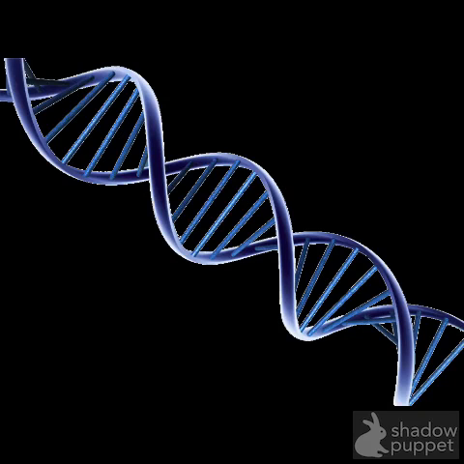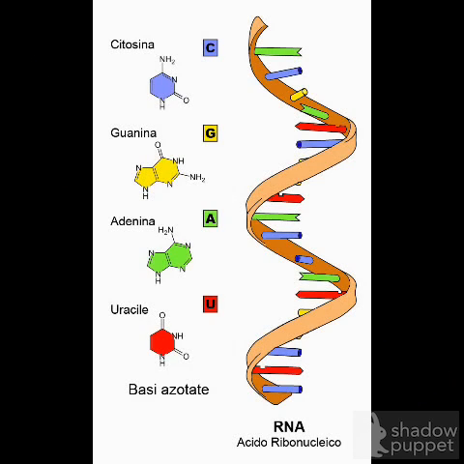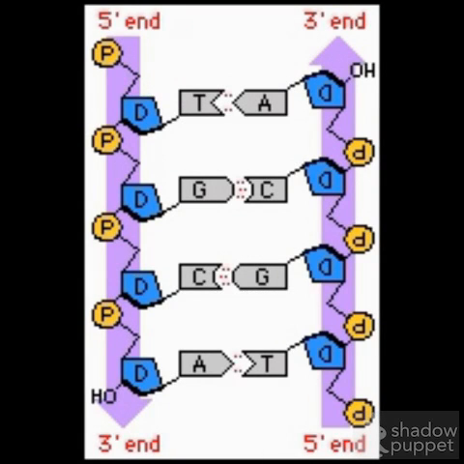Name the 4 DNA nucleotides. Adenine, cytosine, guanine, and thymine. Name the 4 RNA nucleotides. Adenine, cytosine, guanine, and uracil. What is different about the shape of DNA versus RNA? DNA is double-stranded, whereas RNA is single-stranded.